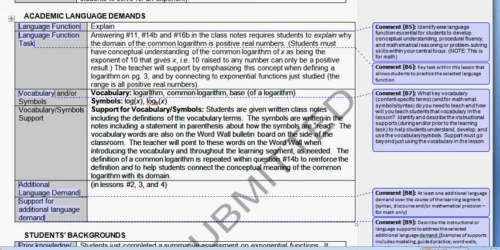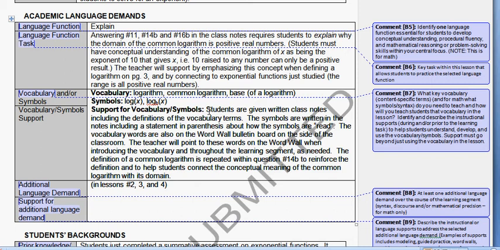Right, so for this example, the terminology or the vocabulary is logarithm or a common logarithm or the base of a logarithm. And then we have these symbols. And so obviously, if someone were just to be given this, they don't know how to pronounce log of x or log base b of x. They don't know how to do that. So you have to support the vocabulary and the symbols.